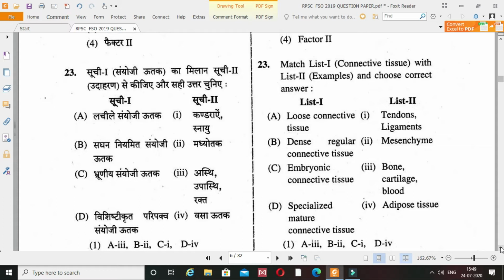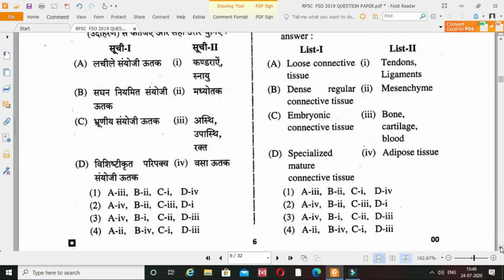Next question. Match list 1, connective tissue, with list 2, examples, and choose the correct answer. A. Loose connective tissue, tendons, ligaments. B. Dense regular connective tissue, mesenchyme. C. Embryonic connective tissue, bone, cartilage, blood. D. Specialized mature connective tissue, adipose tissue.